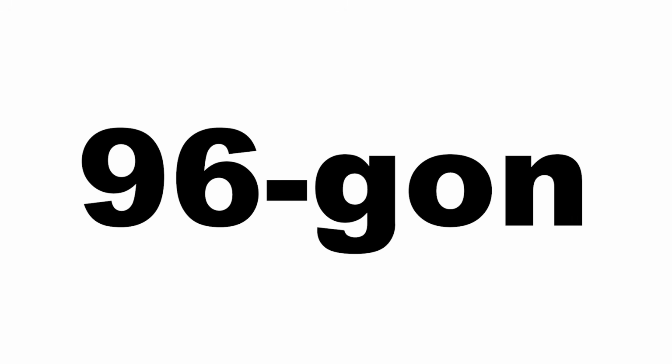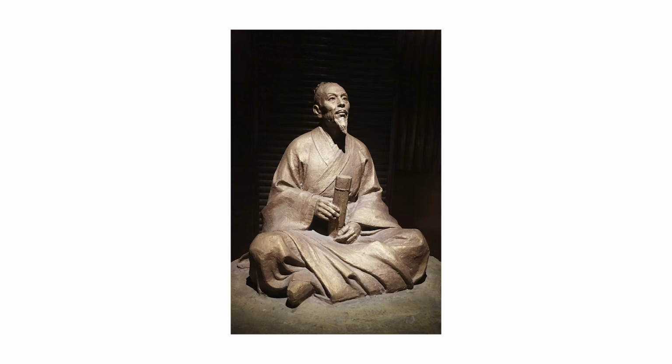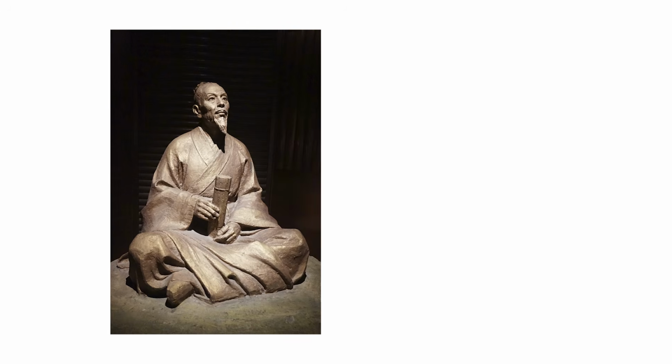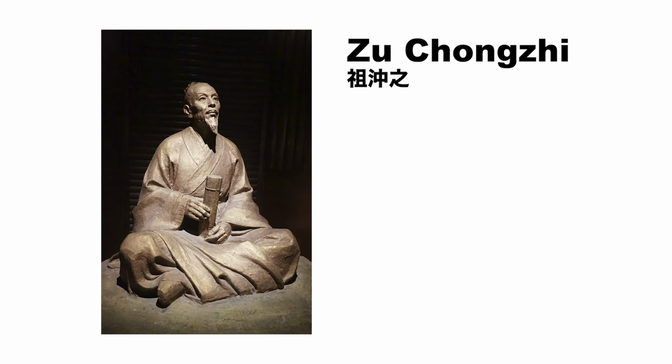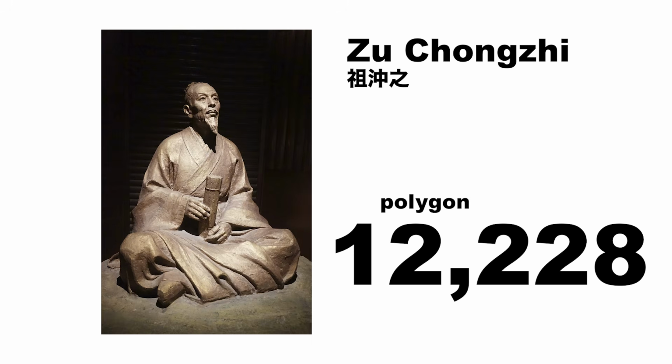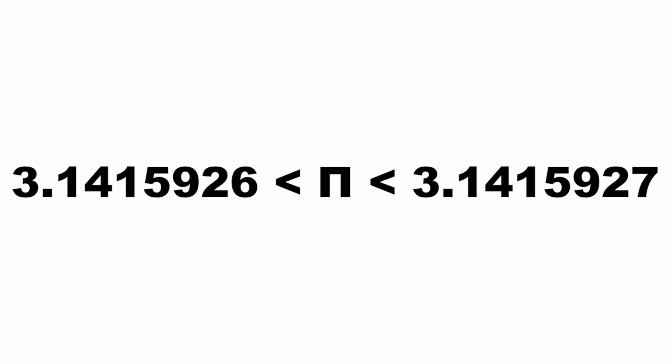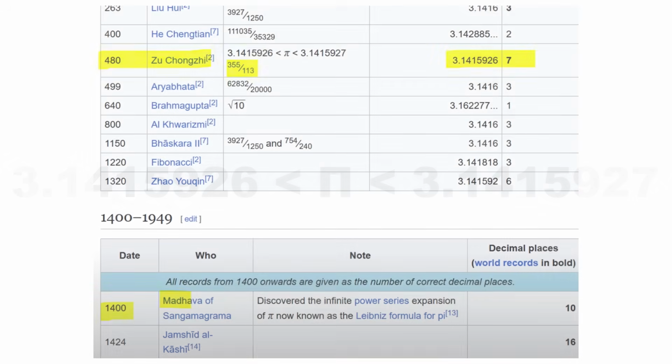Liu Hui would eventually go on to utilize this method with a 96-gon and a 192-gon, accurately calculating pi to 3.1416. Certainly, this method has been employed by following mathematicians. For example, Chinese mathematician Zhu Changzi used Hui's method through a polygon with 12,288 sides. He determined that pi was between 3.1415926 and 3.1415927, a record which stood for 900 years.